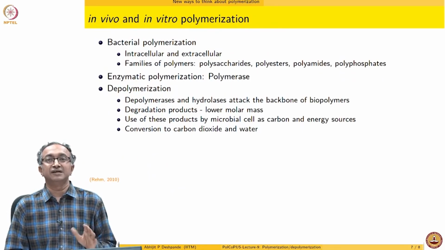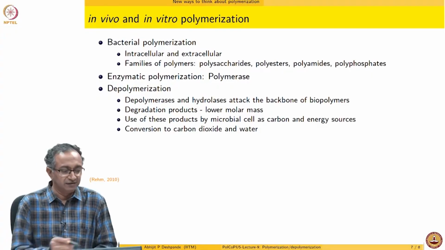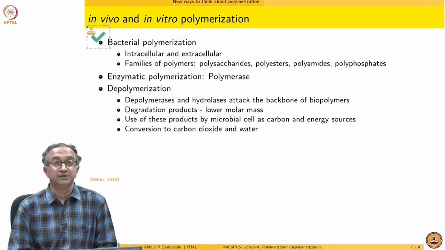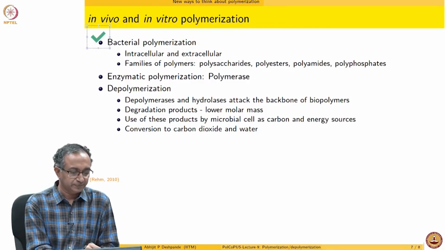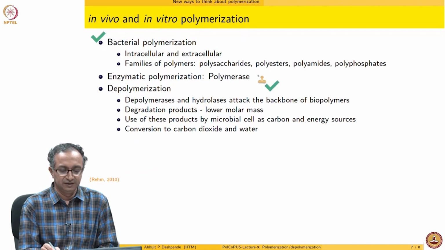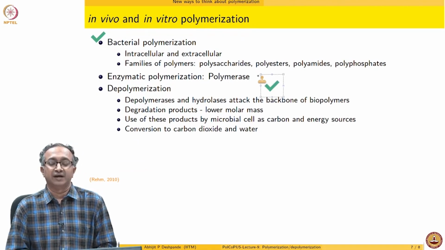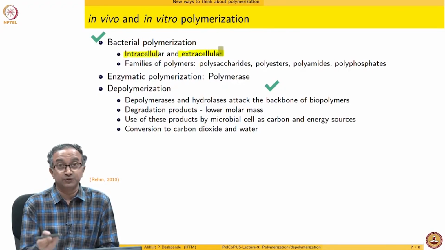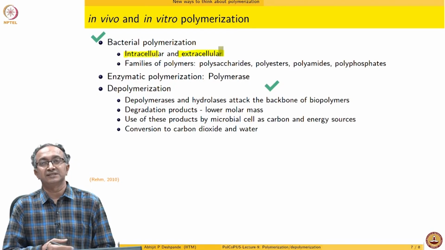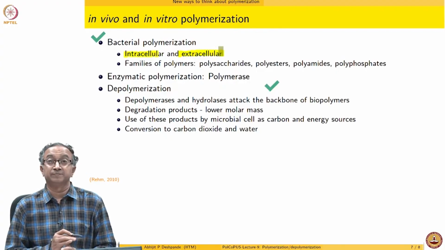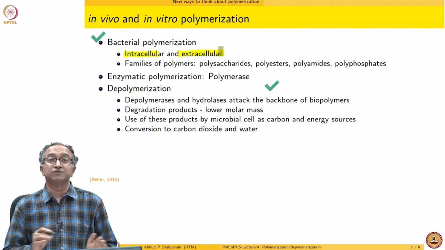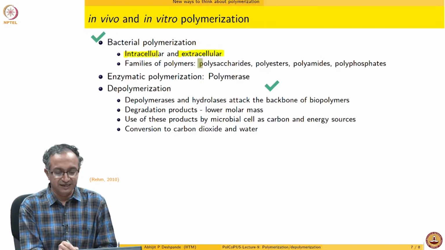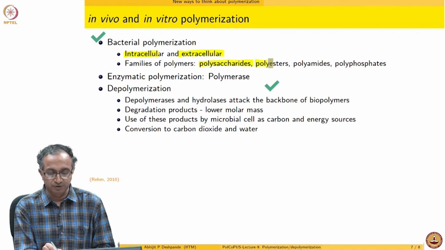And so to address that, generally we can think of these two sets of techniques. In vivo polymerization, in which case we use bacterial polymerization, or in vitro polymerization, in which case we can use some enzymes as the catalyst for polymerization. In the case of bacterial polymerization, we have polymers produced within the cell, but then they are excreted out of the cell, so extracellular polymers. And there are four families of polymers which are made by bacterial cells. So polysaccharides is something which we have discussed quite a bit already in this course, polyesters as well.